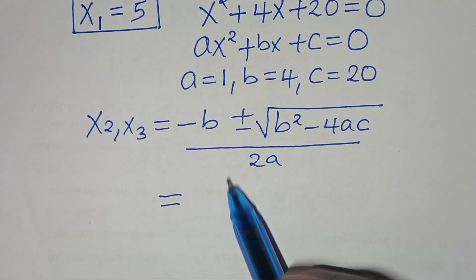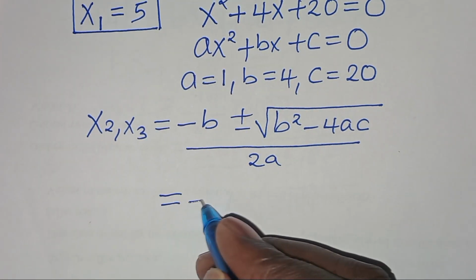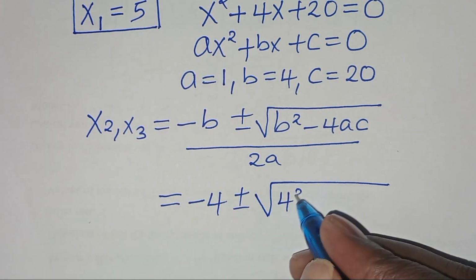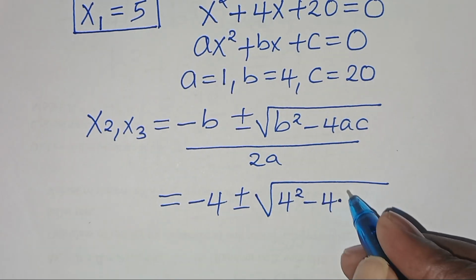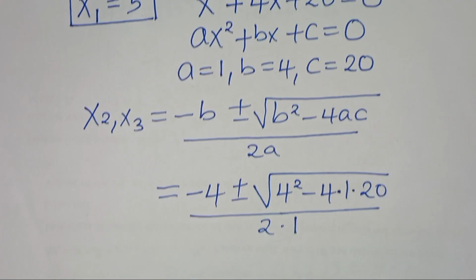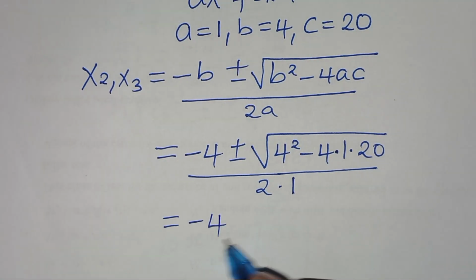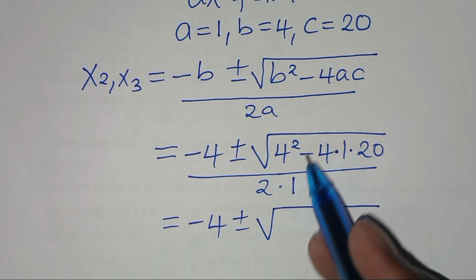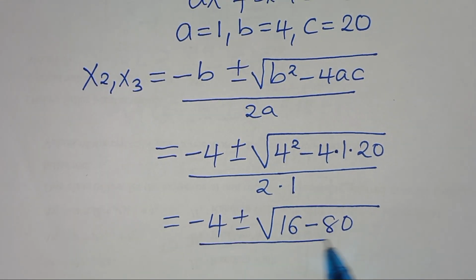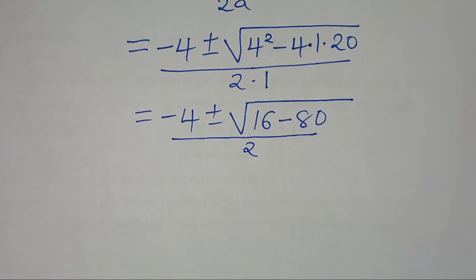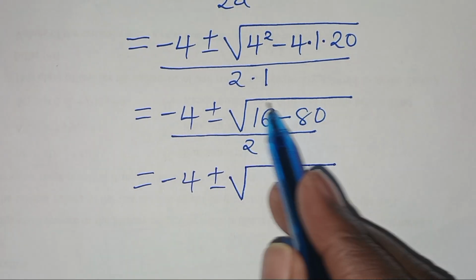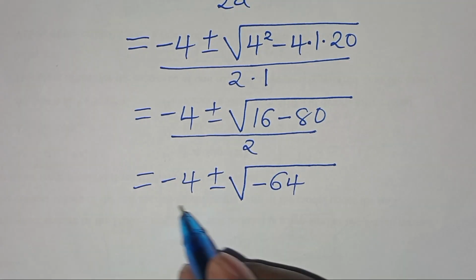So substituting the values of a, b, and c, we are going to have here minus 4 plus or minus the square root of b squared here. This is 4 squared minus 4 times a, which is 1, times c, which is 20, divided by 2 times 1. So this is the same thing as minus 4 plus or minus the square root of 4 squared, which is 16, minus 20 times 4, which is 80, divided by 2. So here we have minus 4 plus or minus the square root of 16 minus 80. This is minus 64, divided by 2.